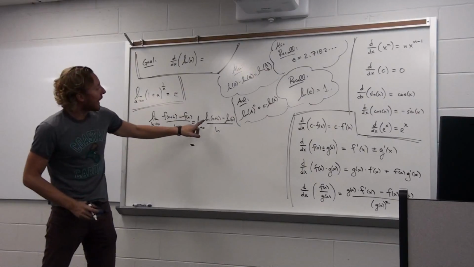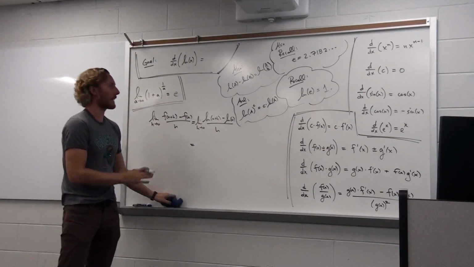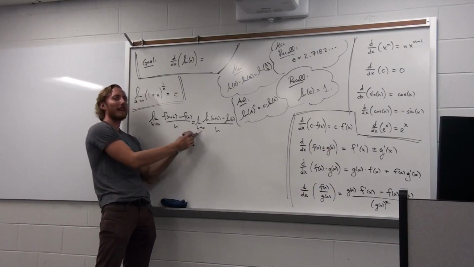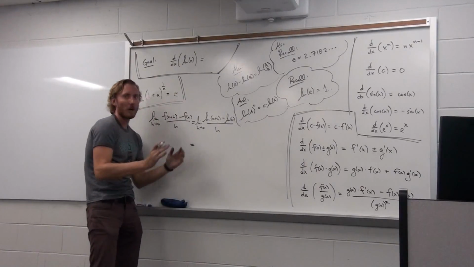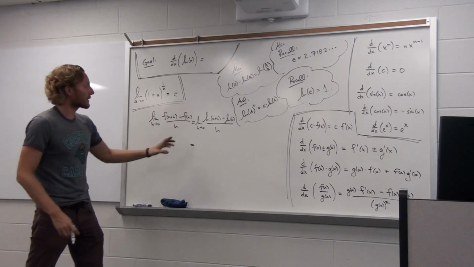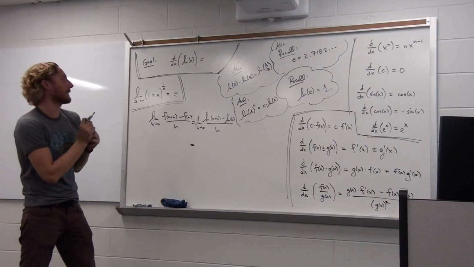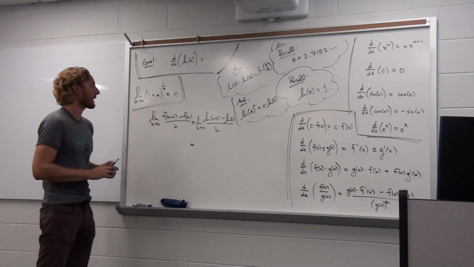Next, let's just make an observation. At this point, if you plug in h equals 0, you'll get 0 downstairs. Already not going to work. So let's start algebraically manipulating this to try to simplify to where we can get an actual result.